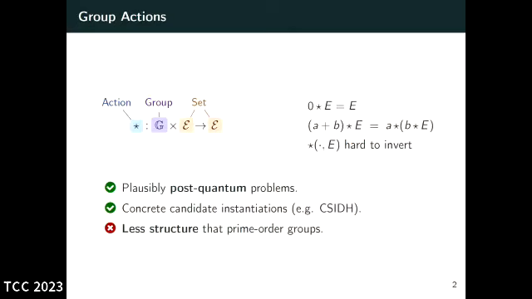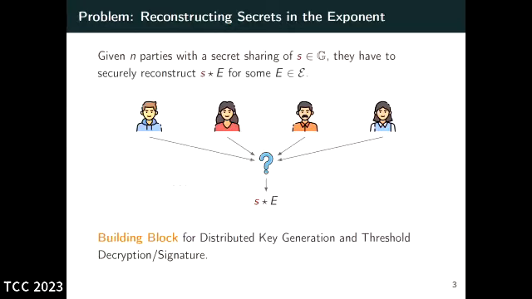We also have some concrete instantiations, but the issue is that in the general case, where the set has no group structure, they have, of course, less structure. So it's hard to come up with constructions in this setting. The problem I will be focused on today is essentially the following. We have n parties with a secret S shared among them, and they want to reconstruct the action of this secret applied to some given set element.